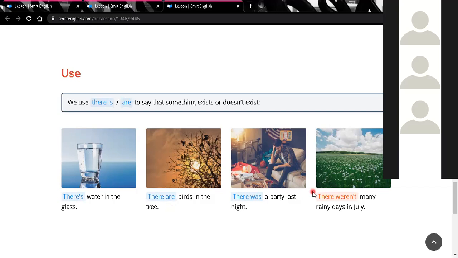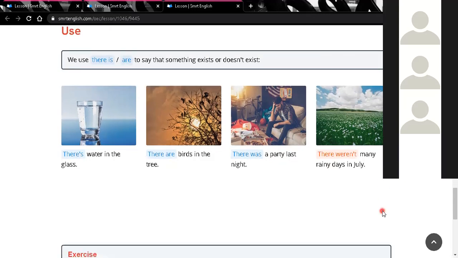Next, other 2 examples. Karen, can you read them, please? There was a party last night. There weren't many rainy days in July. Very good. So there was a party. There weren't many rainy days. So we can use it affirmative and negative.